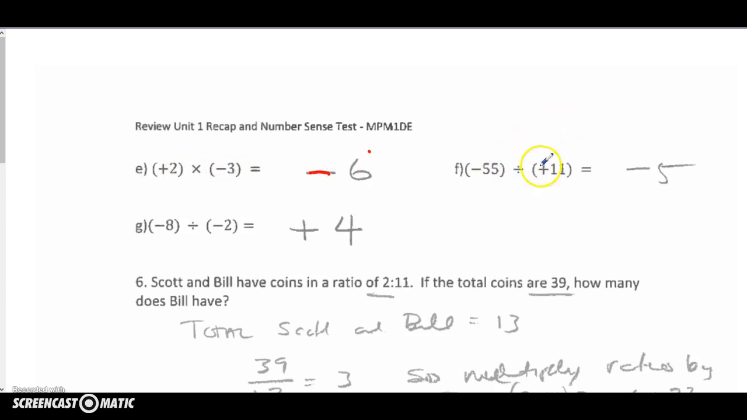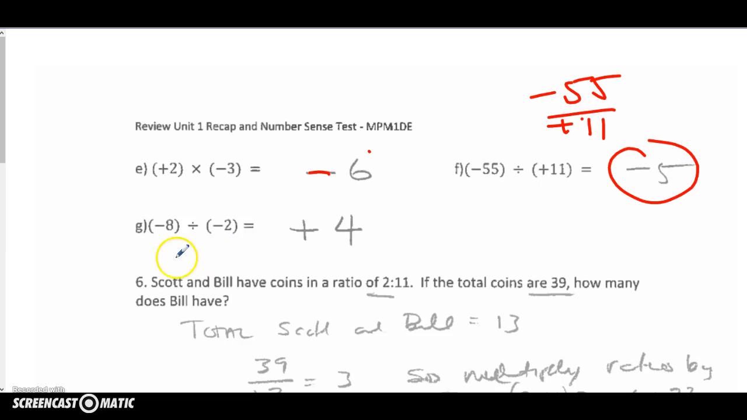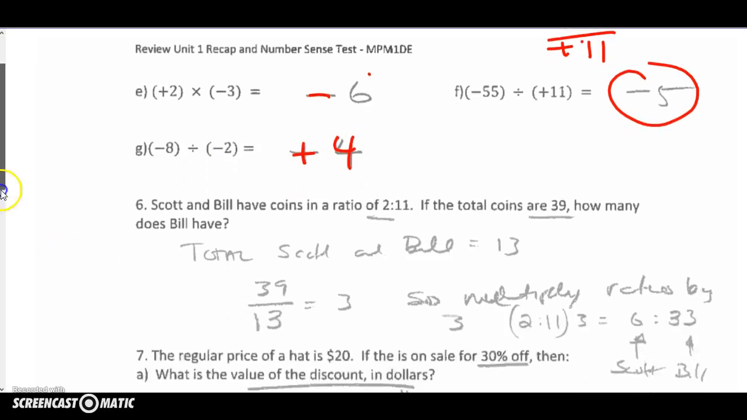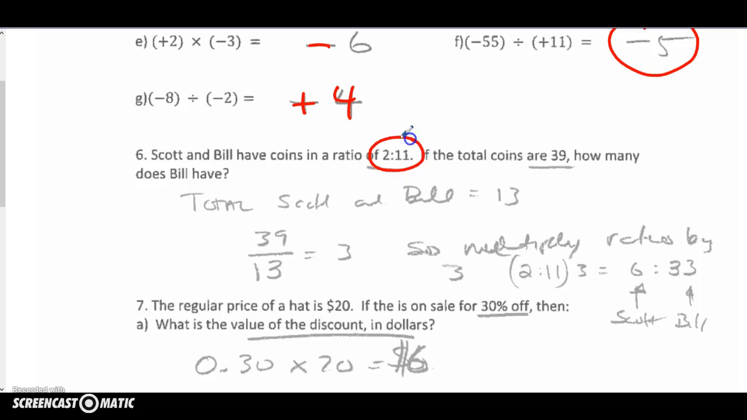Okay. Here, division, same thing. You can also write it like this. Just get used to this sort of thing. That's the same as division. 55 divided by 11, that's going to get you 5. Negative and a positive, 1 negative gets you a negative. Minus 8 divided by minus 2. 2 negatives this time. Plus 8 divided by 2, 4. All done.